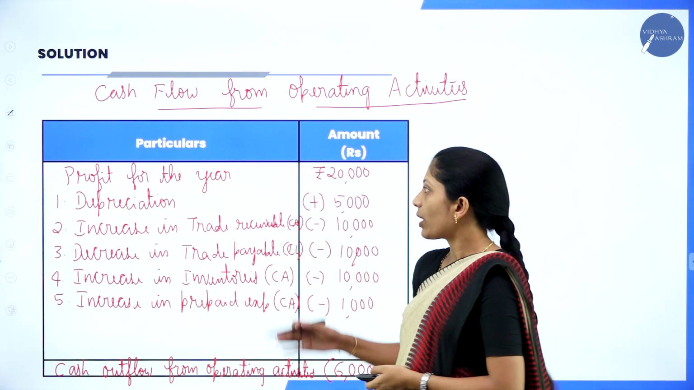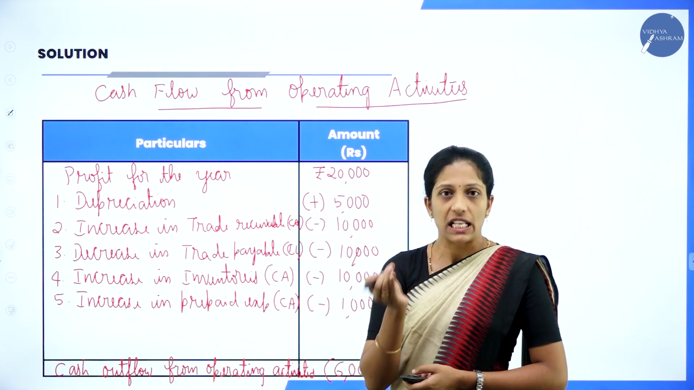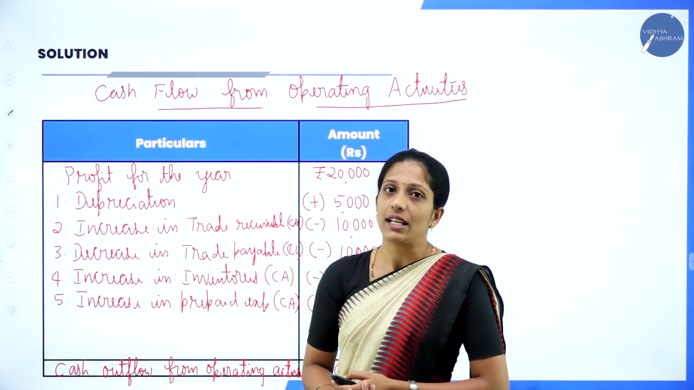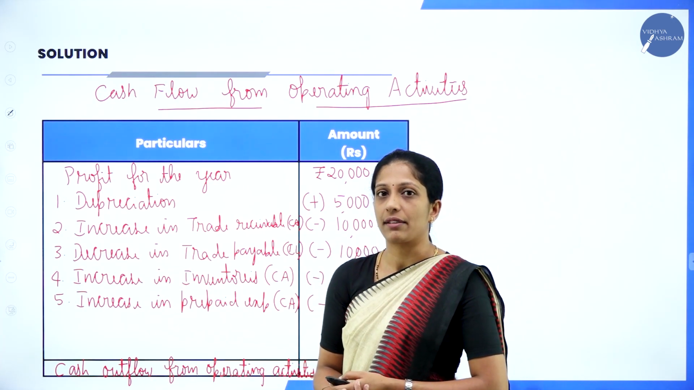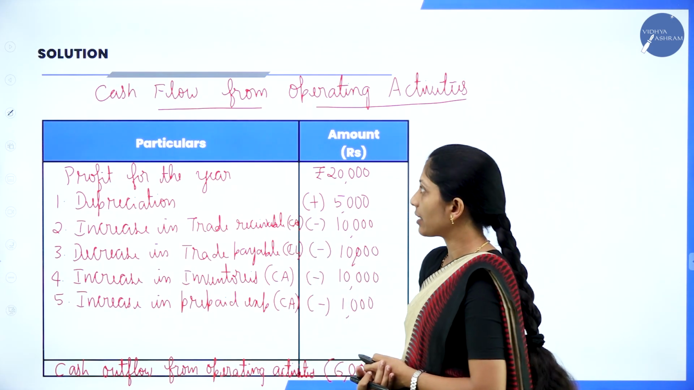So hope you are clear. Whatever the problem they have given, you have to solve like this, so that if it is positive, then it is cash inflow from operating activities. If it is negative, then it is cash outflow from operating activities. So this is about the cash flow statement from operating activities.